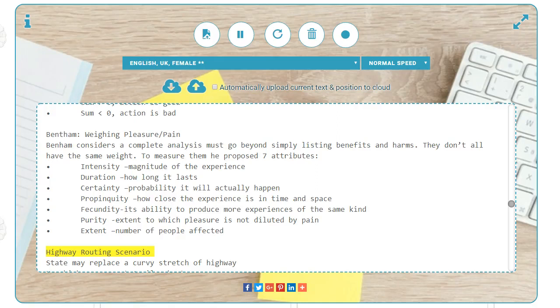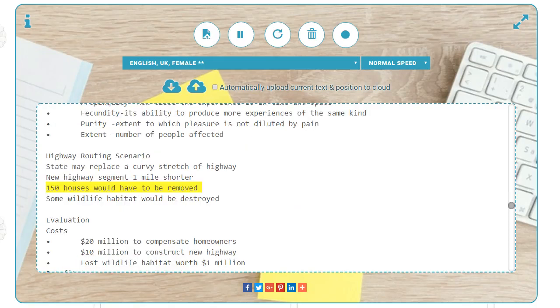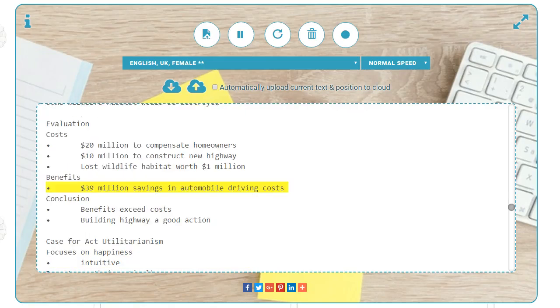Highway routing scenario. The state may replace a curvy stretch of highway. The new highway segment would be one mile shorter. 150 houses would have to be removed, and some wildlife habitat would be destroyed. Evaluation. Costs: $20 million to compensate homeowners, $10 million to construct the new highway, and lost wildlife habitat worth $1 million. Benefits: $39 million in savings in automobile driving costs. Conclusion: benefits exceed costs. Building the highway is a good action.